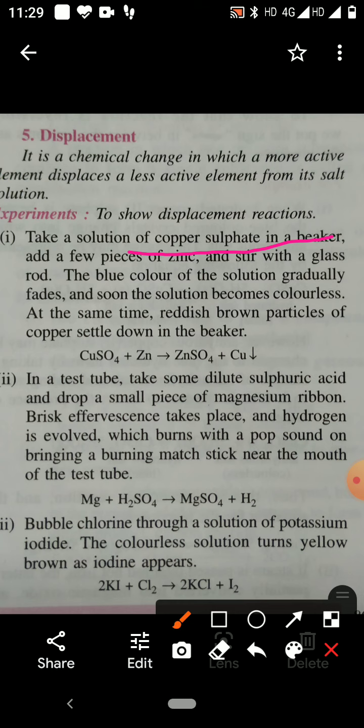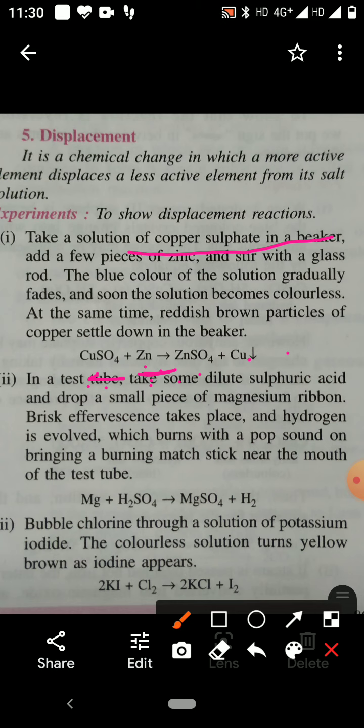The reason is that the solution was of copper sulfate, and zinc was added to it. Zinc is more reactive than copper. Therefore, from the copper sulfate, copper is displaced by the zinc. The product zinc sulfate is formed and copper is separated. So this is a substitution reaction. Copper is substituted by zinc. This is also called displacement reaction.